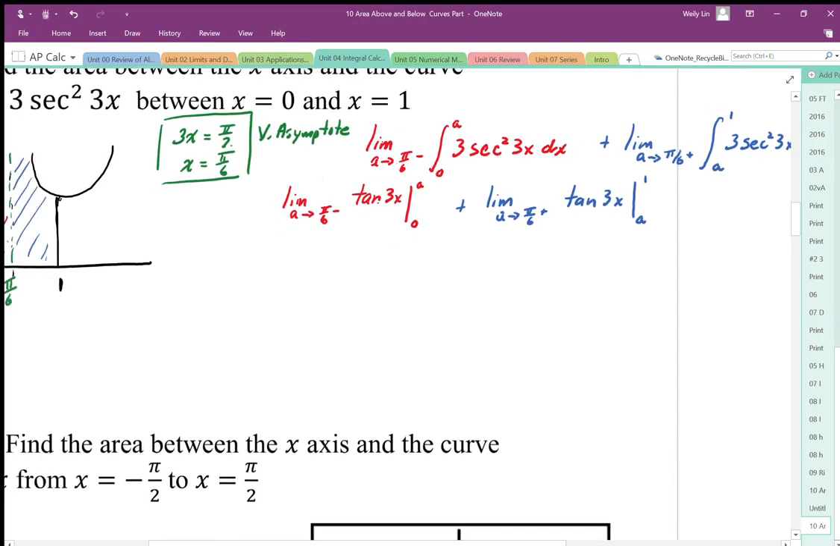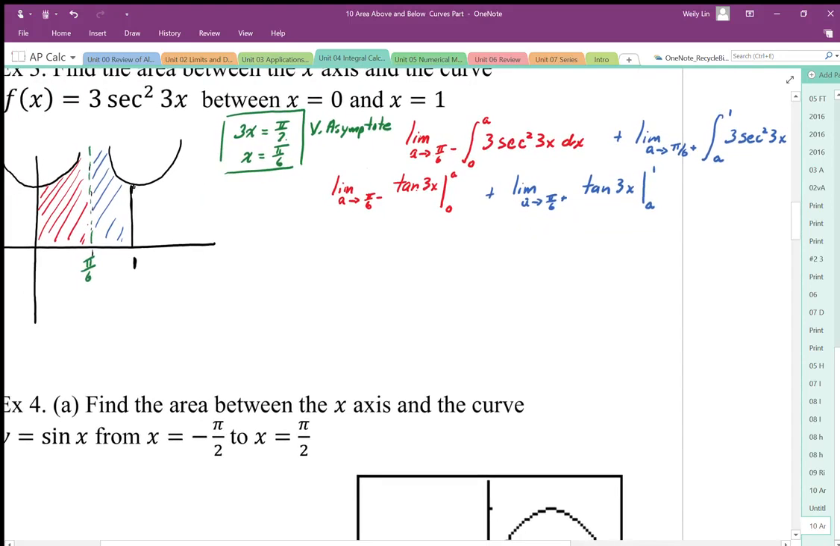Okay, so then I just have to plug in my values, and I can find the areas that I'm looking for. When I plug in my bounds, I end up with the limit as a approaches π/6 from the negative side of tan of a. I'm just going to plug it in, skipping a step here. So I'm going to plug in that π/6 into the expression here, and I'm going to end up with π/2. And I'm going to be approaching π/2 from the negative side. Then I'm going to plug in 0 into that expression, so tan 0 is 0.